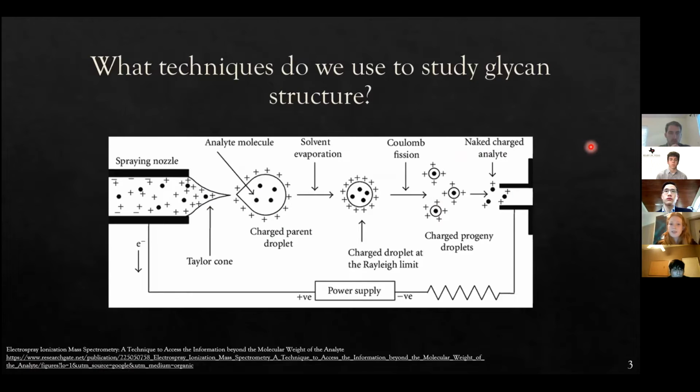So one technique that we use experimentally in order to study glycan structure is called electrospray ionization. So this image here demonstrates the process of electrospray. So our solvated molecule is sprayed using a spray tip in the Taylor cone. It's going to form a charged droplet, and as that droplet evaporates, our analyte becomes positively charged and enters the gas phase in order to move into the mass spectrometer.